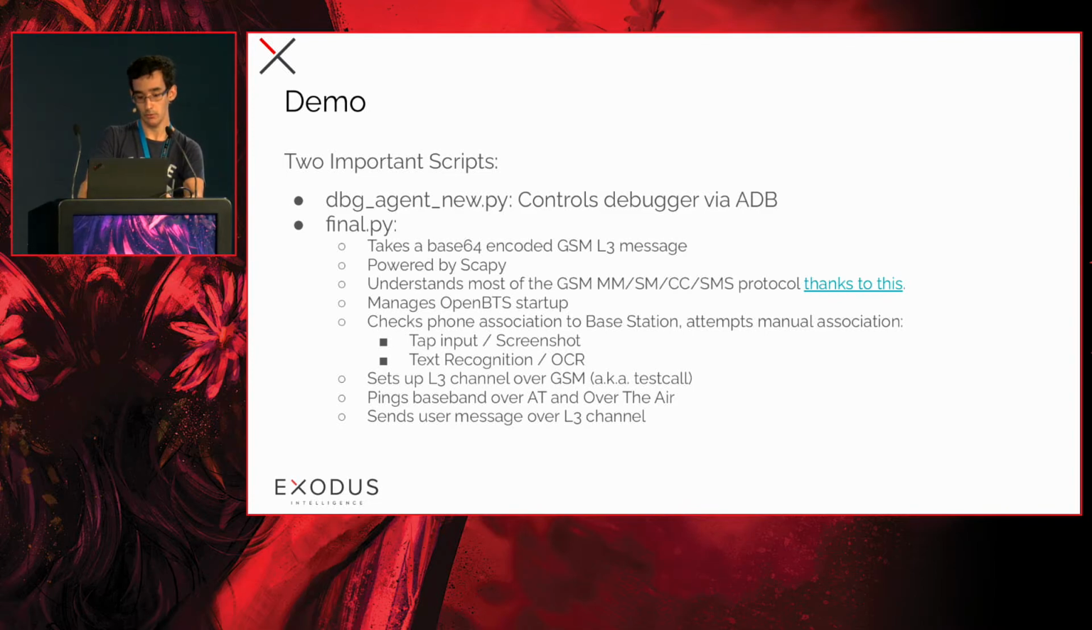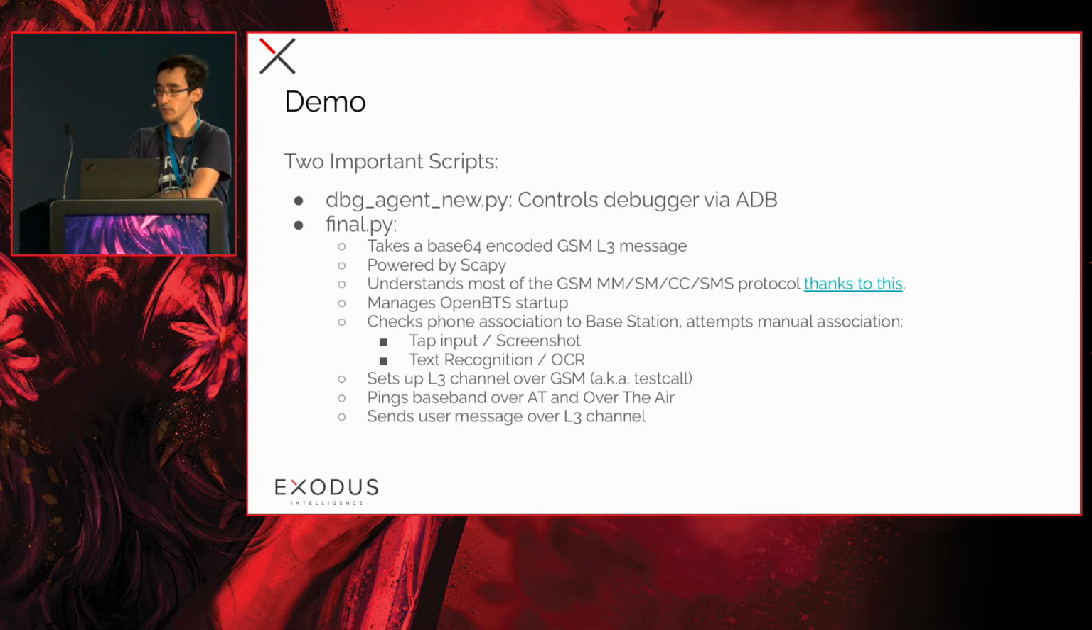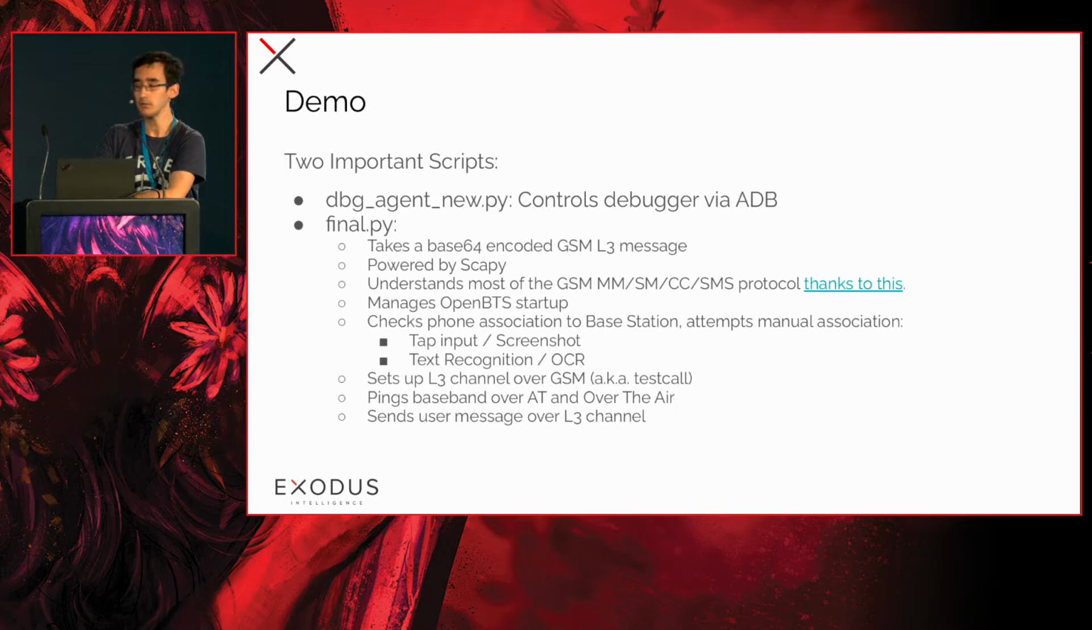Final.py is a script that we're going to be using to deliver a base64 encoded GSM layer 3 message directly to the baseband. Because we're using OpenBTS here, OpenBTS allows us to open up a test call, which results in the opening of a UDP socket in the local machine, to which whatever we send is going to end up being delivered to layer 3 of the GSM protocol stack in the baseband.